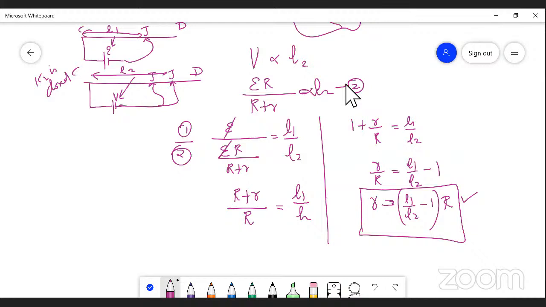So it is no longer EMF, it is potential difference, because internal resistance comes into play, which also opposes the flow of current. So there will be a voltage drop that will take place across the terminals of the cell. So we will not measure the EMF of the cell. Instead, we will be measuring the potential difference of the cell. I'll give you a clear picture over here.